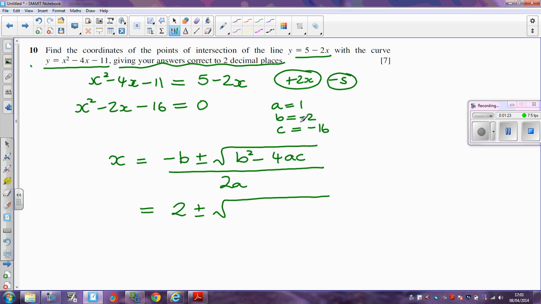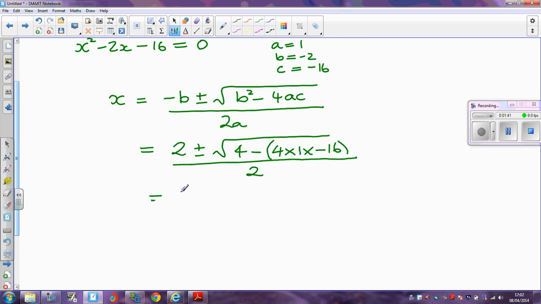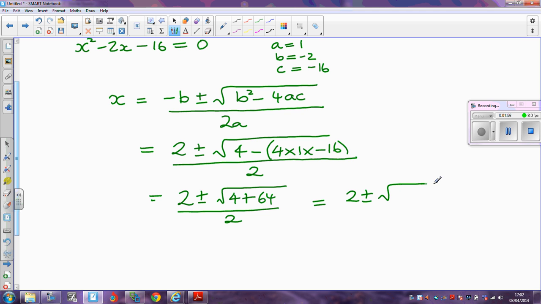b squared. Remember, if b is negative or positive, this will have to be positive, so b squared will be 4 minus, and then I think it's safest to put the bracket around this. So it's 4 times 1 times minus 16, and all of that is divided by 2. So if we keep going, it means that x is equal to 2 plus or minus the square root of 4. Now this is going to be minus a minus number, so that's plus, and 4 times 16 is 64, and that's divided by 2. So we end up with 2 plus or minus the square root of 68 divided by 2.